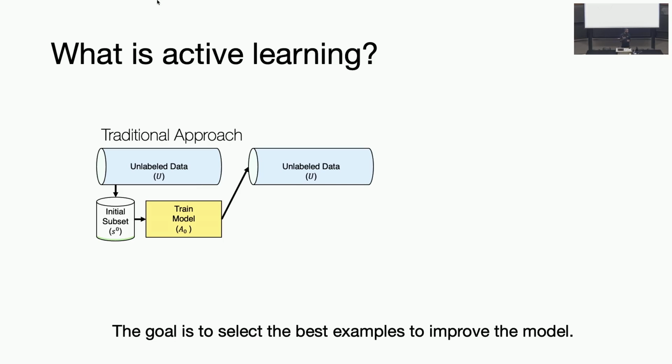And then once we have this metric or value for each one of these individual unlabeled data points, we can select the most valuable ones for us to label. Then we label those examples. And then we repeat this process. So now we have a slightly bigger labeled subset that we train our model on.